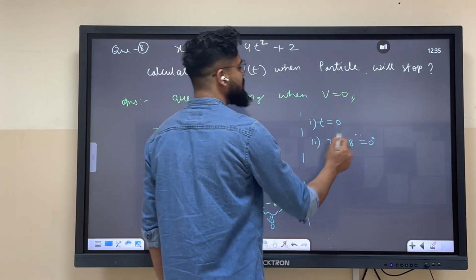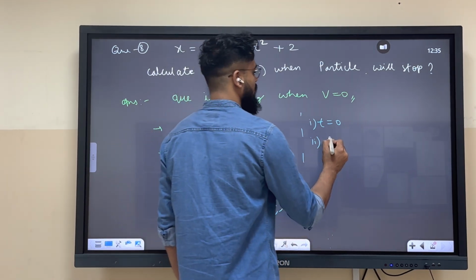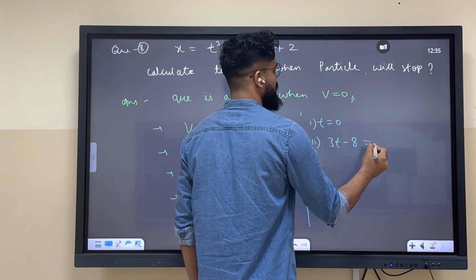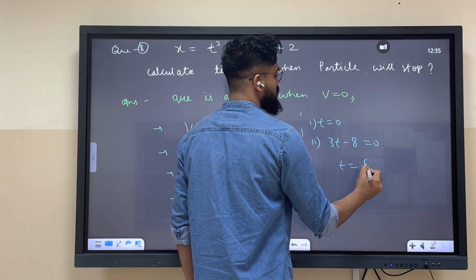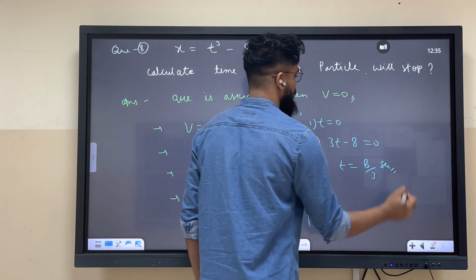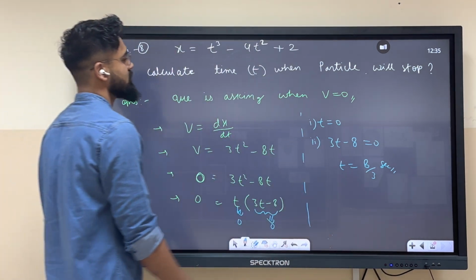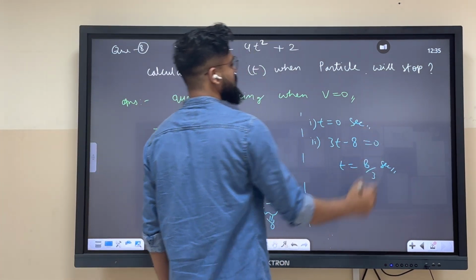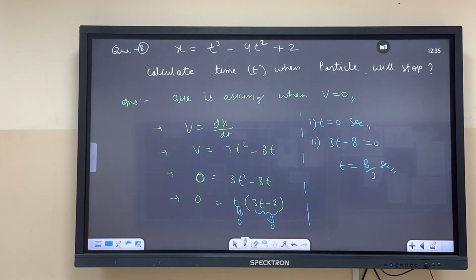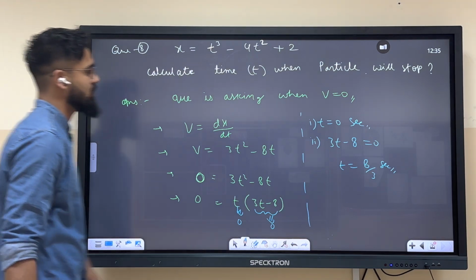So there will be 2 times when the particle will stop. है ना? So t equals 8 by 3 second. So twice it will happen when velocity will be 0. I hope all of you are getting it. Correct? Chalo.